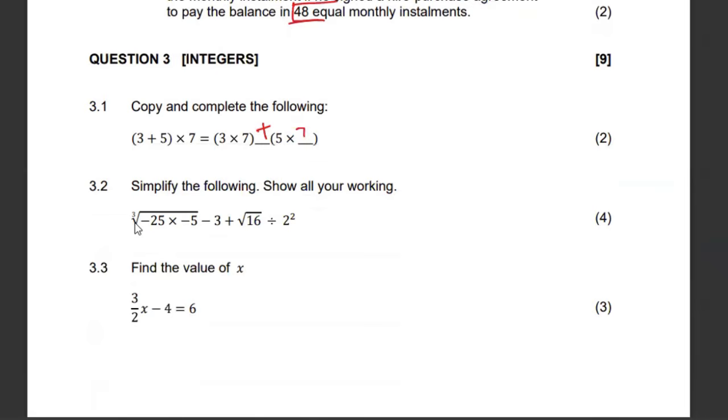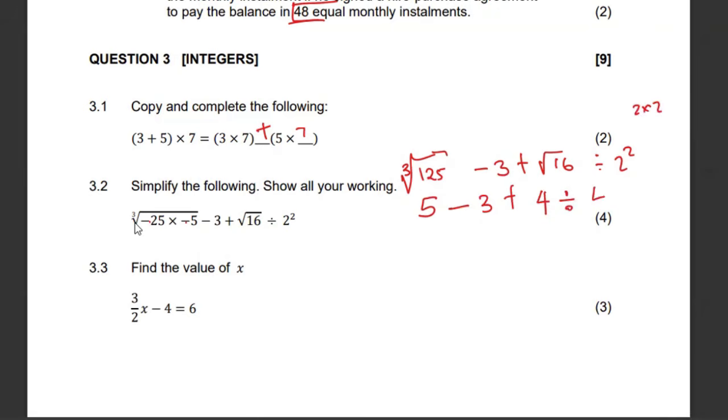So the cube root of this much. So we need to simplify what is inside of the square root. Because it's a negative and a negative, that's going to be the cube root of 125 minus 3 plus the square root of 16 divided by 2 squared. So the cube root is a 5, minus 3, plus the square root of 16 is a 4. You're dividing by 2 squared, which is 2 by 2, which is a 4.